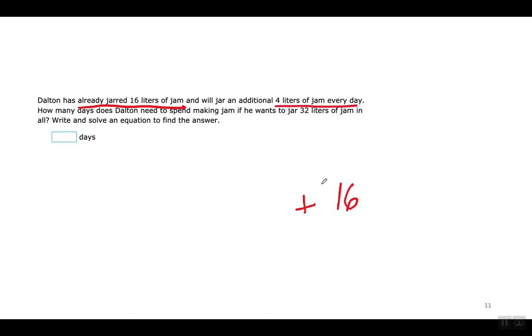En adición a esto, él va a poner 4 más litros de gelatina cada día. Right, so 4 liters of jam every day. If he wants to have 32 liters of jam, okay, at the end he wants to have 32 liters of jam. How many? You know what? Instead of J, I should have put D. Let me erase that. 32 equals, because it's 4 liters per day.